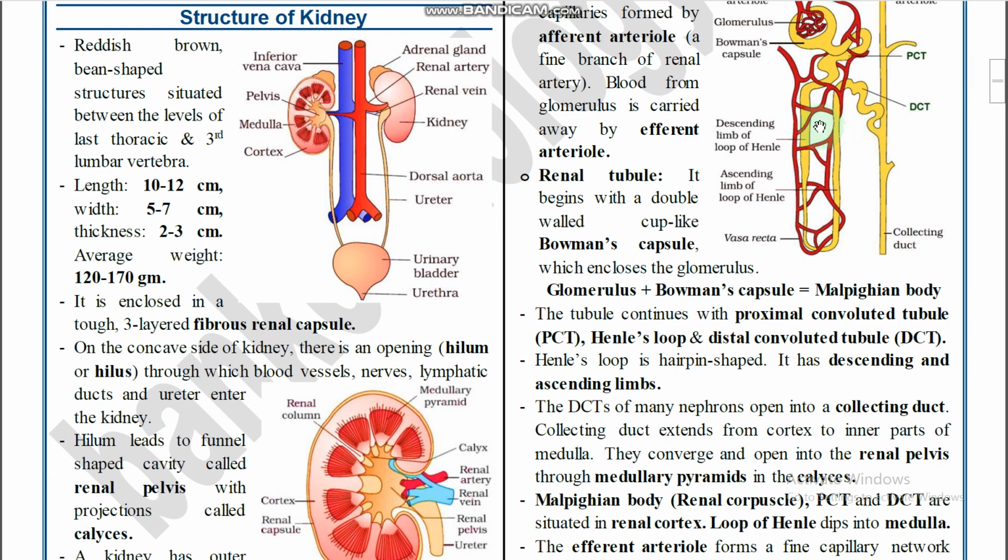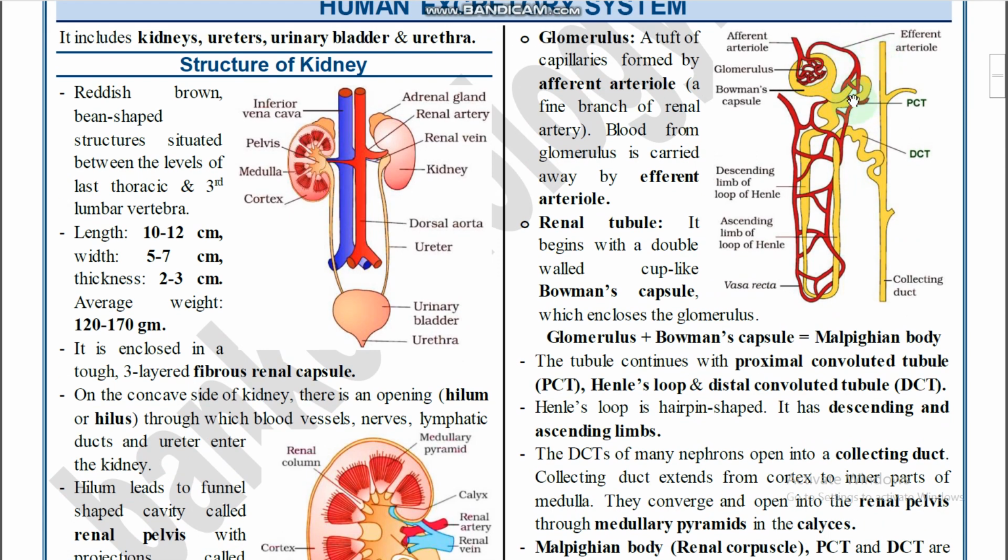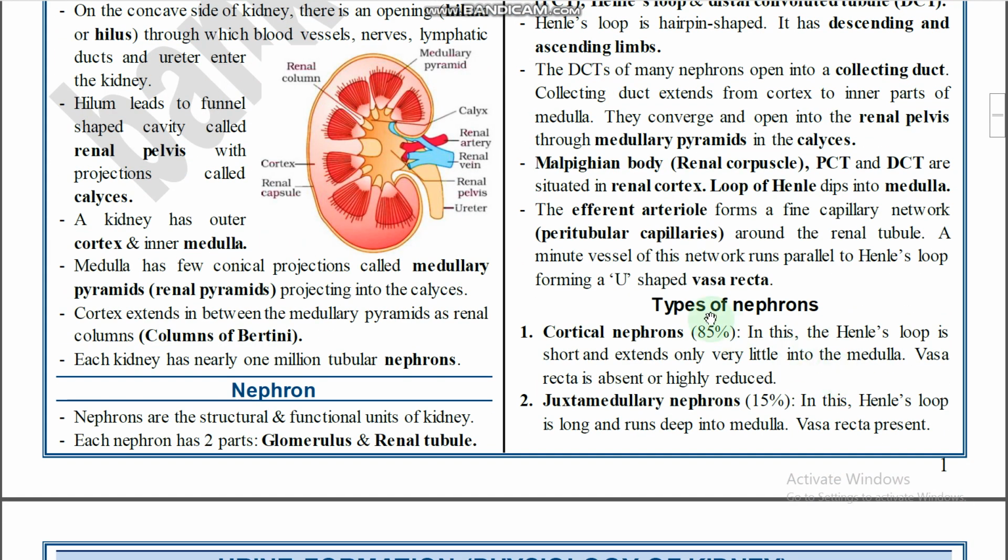From the efferent arterioles, the network of blood capillaries along the length of the nephron is called the peritubular capillaries. The one that runs along the U-shaped loop of Henle is called the vasa recta, which is majorly helpful for maintaining osmolarity in the kidneys.